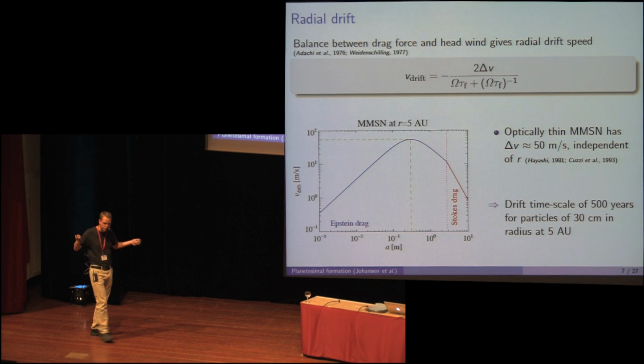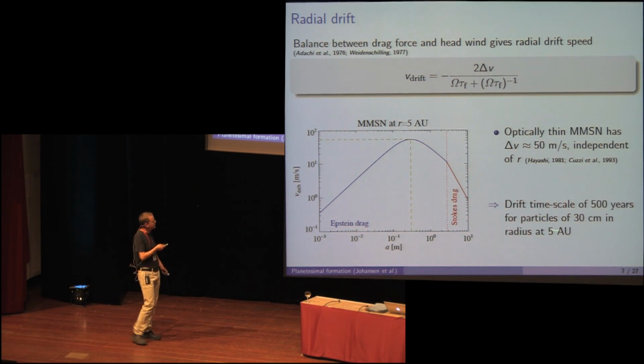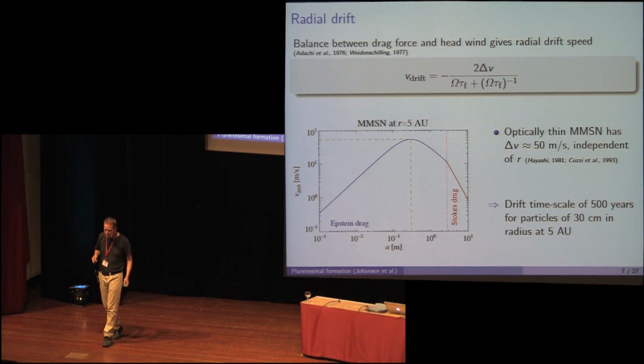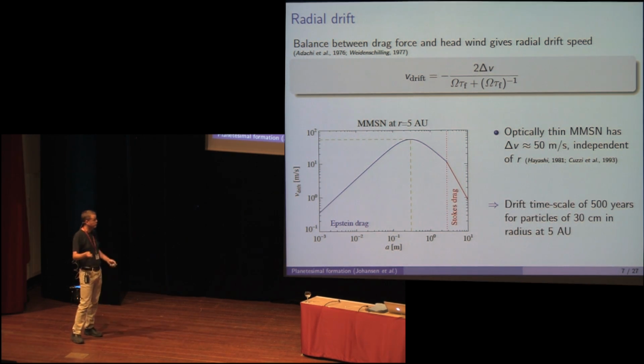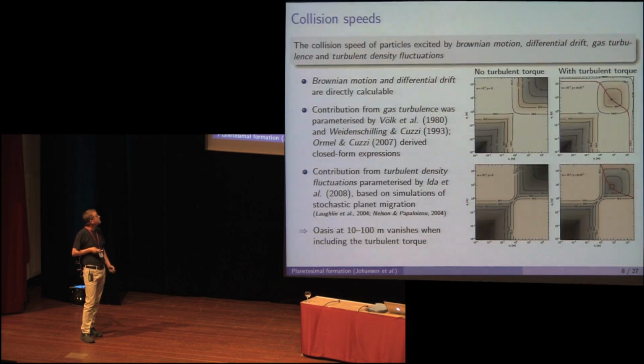And this is the radial drift barrier, which people talk a lot about, that the drift time scale is only 500 years for particles of 30 centimeter radius at 5 AU. So we need to grow past this drift barrier before the particles drift in towards the star.